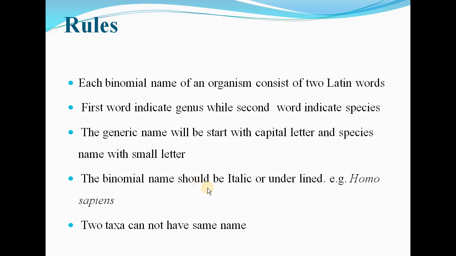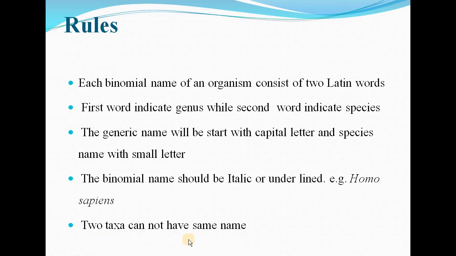The binomial name should be in italics, or if it is handwritten then it should be underlined. If we take an example, the scientific name of human beings, Homo sapiens. Homo represents the genus name, sapiens represents the species name. The genus name's first letter is always capital, whereas the species name's first letter is small. The scientific name, if it is typed, should be in italics. If it is handwritten, it should be underlined.